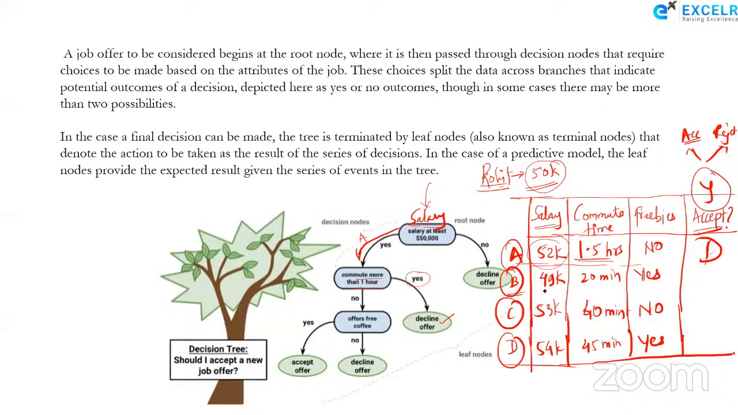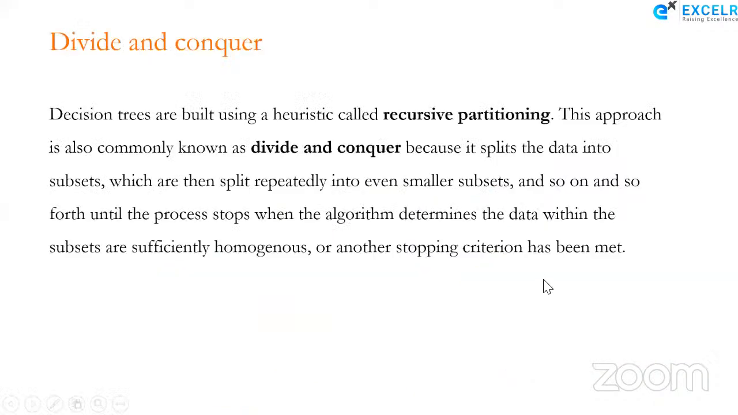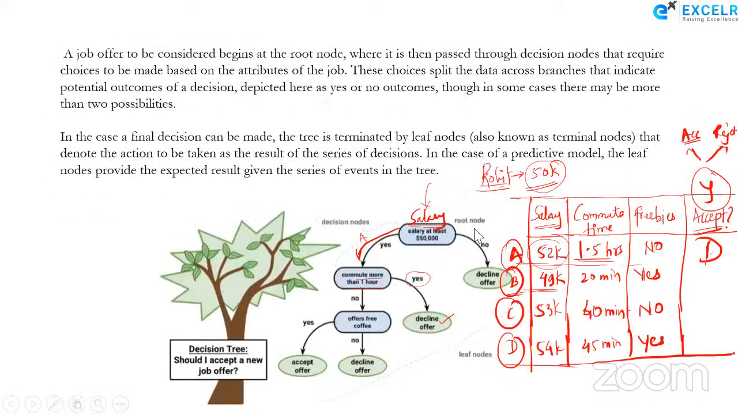Now B company, right? What is the salary being offered by B company? It is 49K. What is the first criteria of Rohit? I should have minimum 50K salary, right? Is this company satisfying the basic criteria? No, it is not satisfying, right? So Rohit is not even going to think twice. He is just directly going to decline the offer. It is not satisfying his criteria.